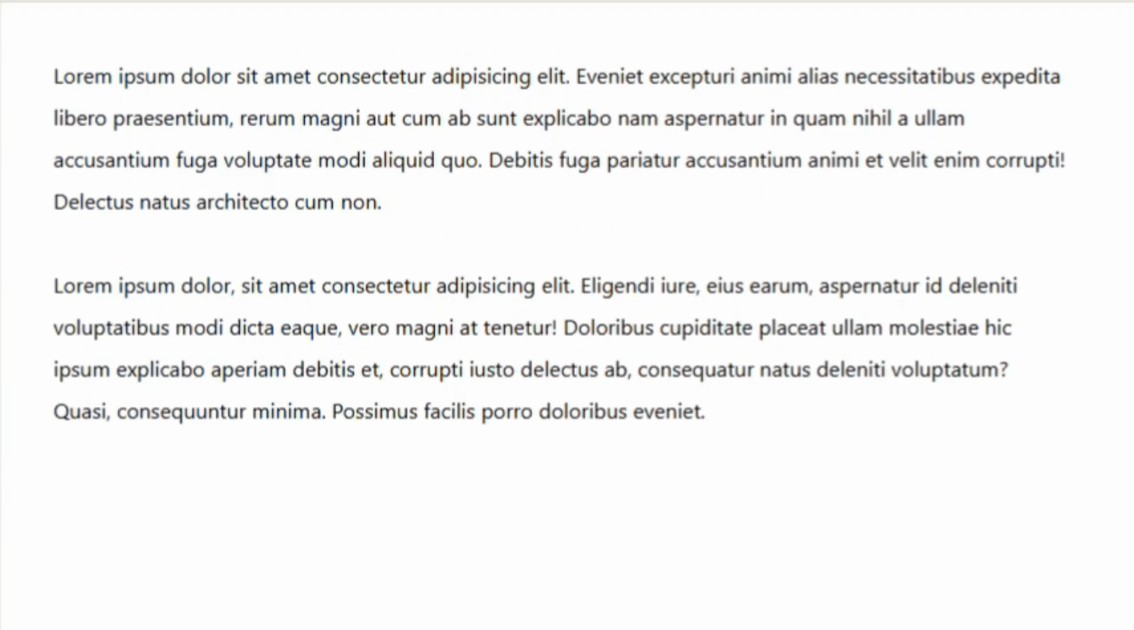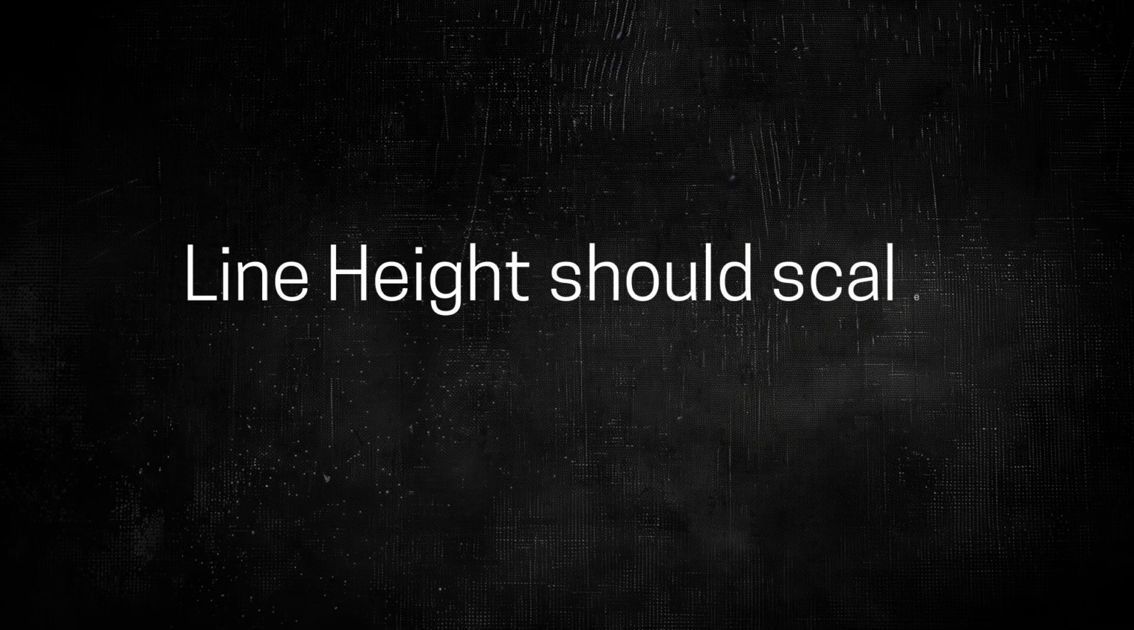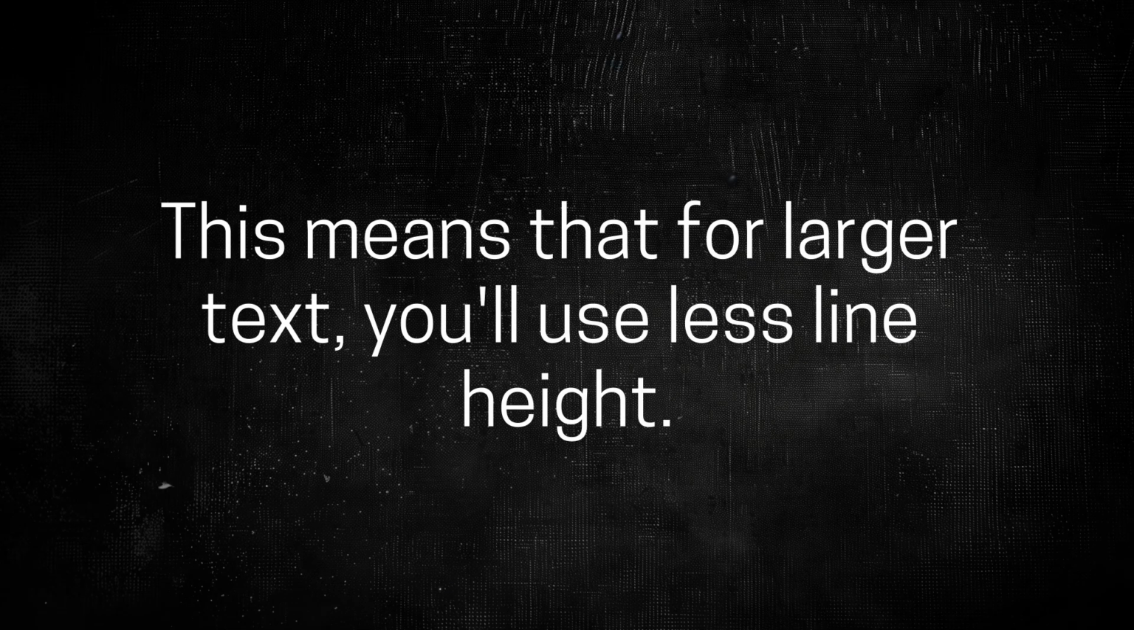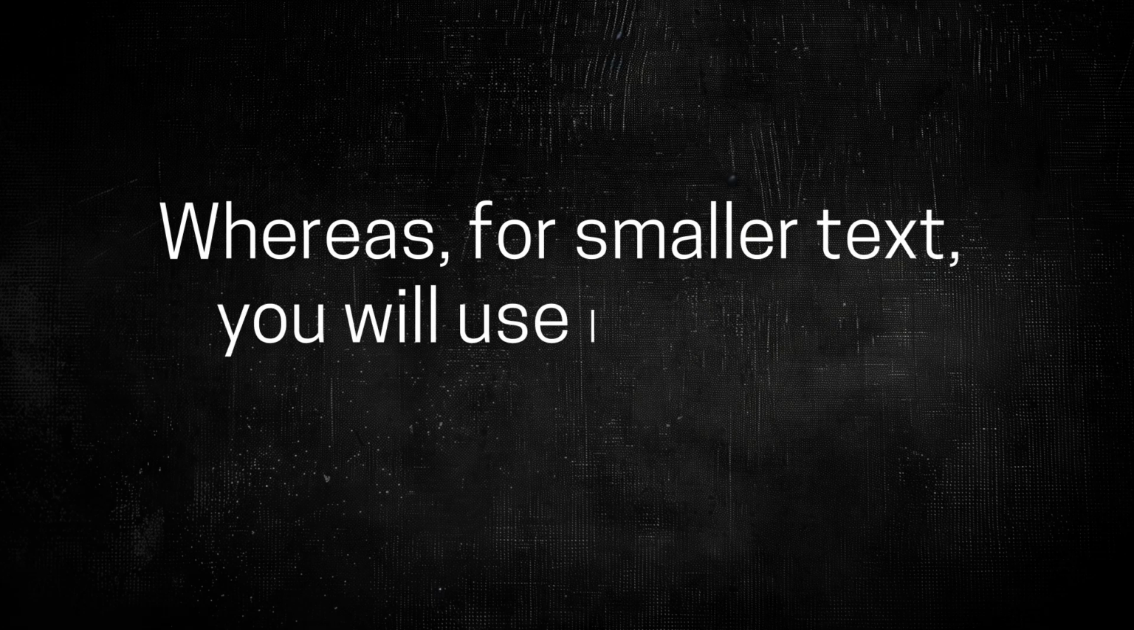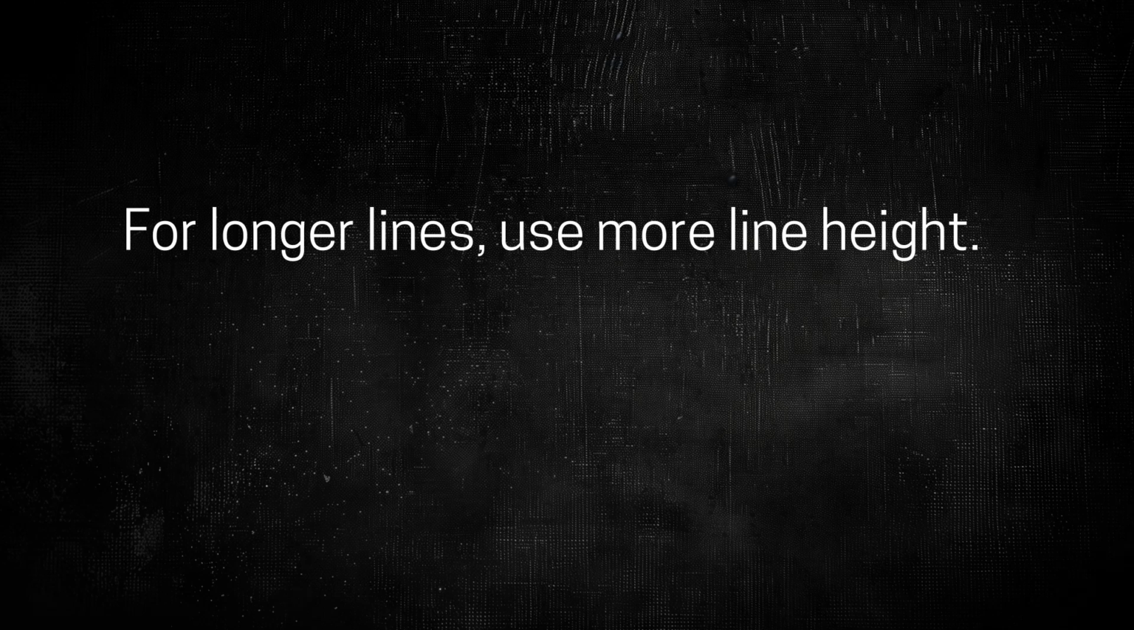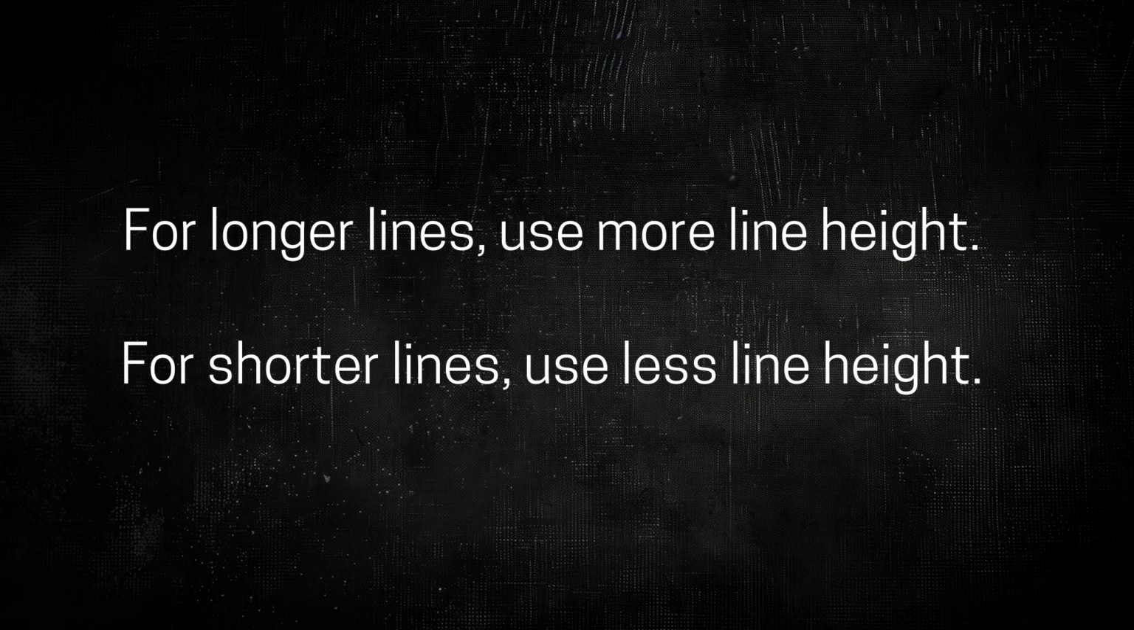Now, there's a very simple rule to follow when it comes to line height. Line height should scale inversely with your text size. This means that for larger text, you'll use less line height, whereas for smaller text, you will use longer line height. And if your text is very long, then you want to use even more line height over there just to make it more readable, because with too little line height your readers won't even know where the next line begins from. They'll just end up reading the same line twice, and that's not a good reading experience at all. So for longer lines, use more line height, and for shorter lines, you can use less line height.